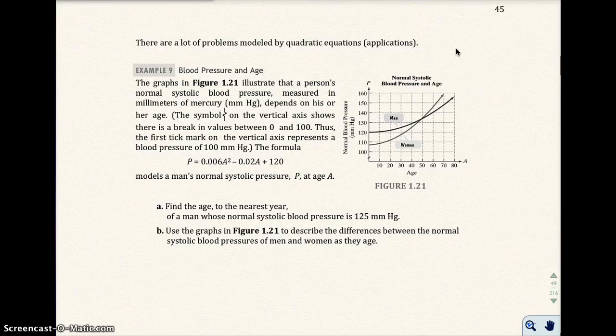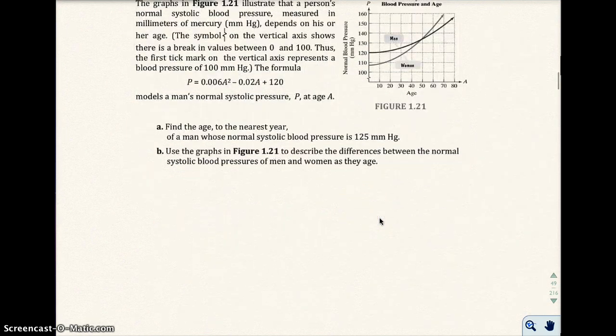And so we have a formula that models a man's normal blood pressure at age A. We want to find the age, to the nearest year, of a man whose blood pressure is 125 millimeters of Hg, or mercury. Okay, so we want to go ahead and look at this figure right here.